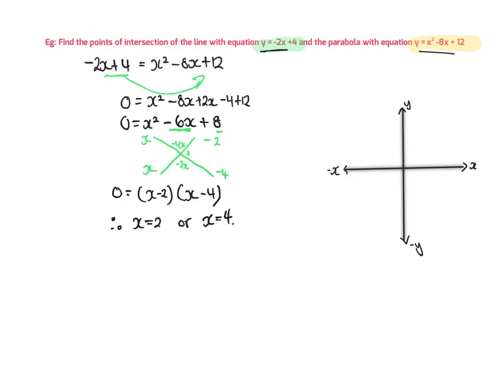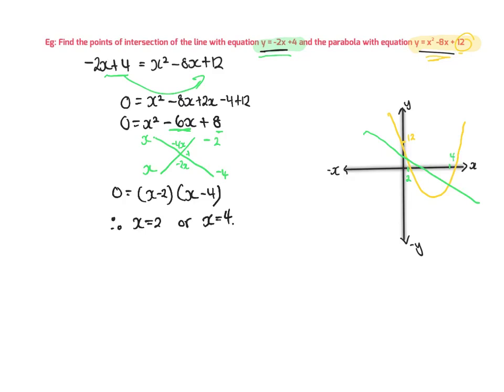If we were thinking of the graph, the quadratic is a positive quadratic, so it might have looked something like this. It crossed here at 12, and then you had the linear line, and we know it crossed at 2 places. So we know it crossed at x equals 2 and also at x equals 4.